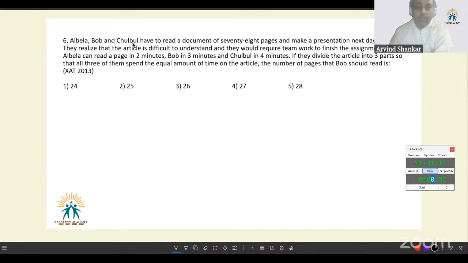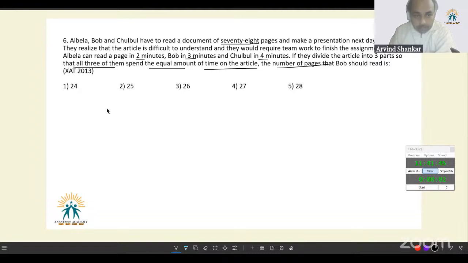Albela, Bob, and Chulbul have to read a document of 78 pages and make a presentation the next day. They very cleverly hid the numeric data point in words. They realized that the article is difficult to understand and they would require teamwork to finish the assignment. Albela can read a page in 2 minutes, Bob in 3 minutes, and Chulbul in 4 minutes. If they divide the article into three parts so that all of them spend an equal amount of time on the article, the number of pages that Bob should read is.